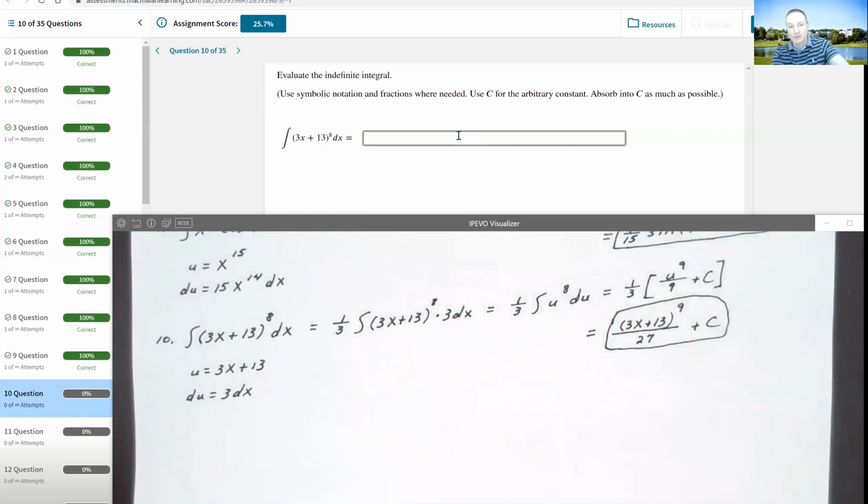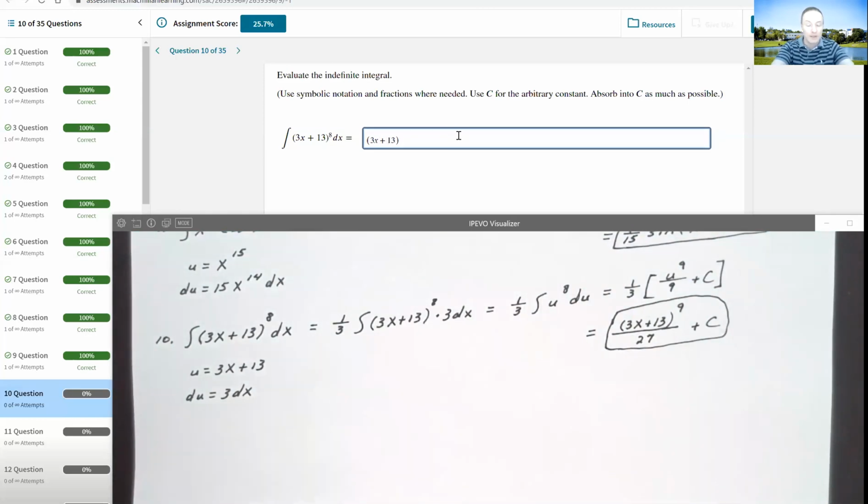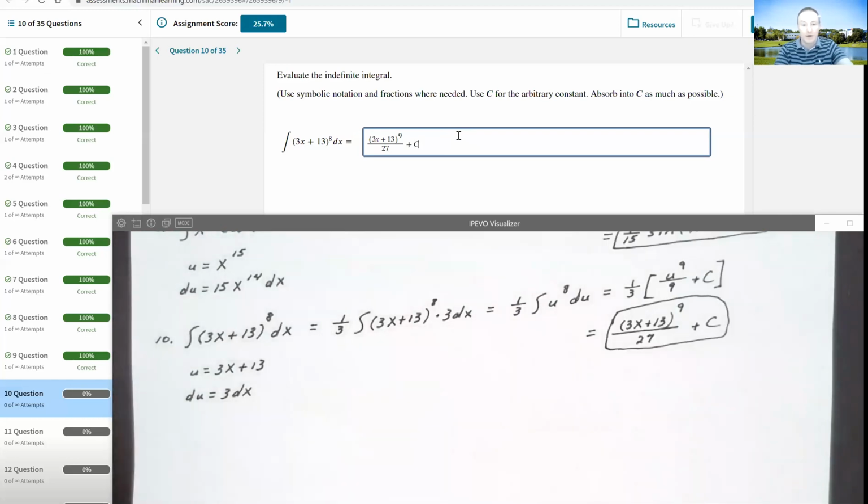And I'll say, okay, the group 3x plus 13, and we have that group raised to the 9th power. Then we're going to divide that by 27 plus your constant of integration.